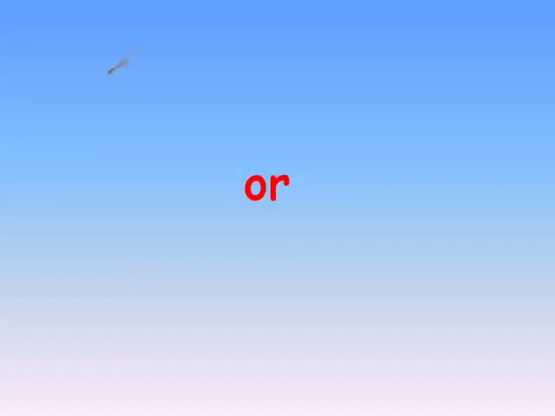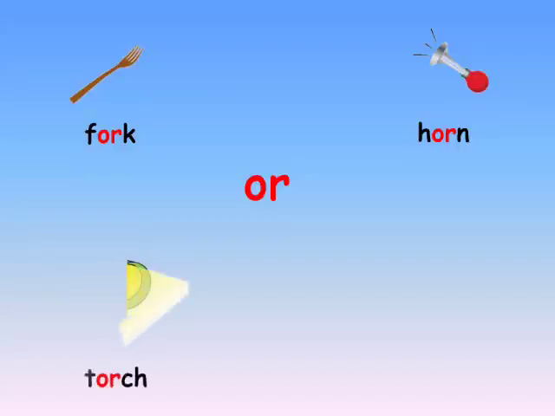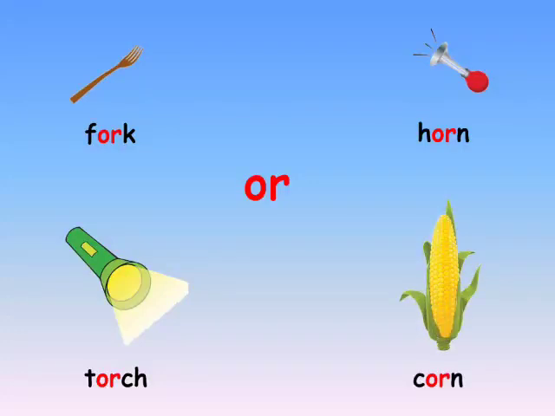OR sound words. Fork. Horn. Torch. Corn. Again, fork, horn, torch, corn.